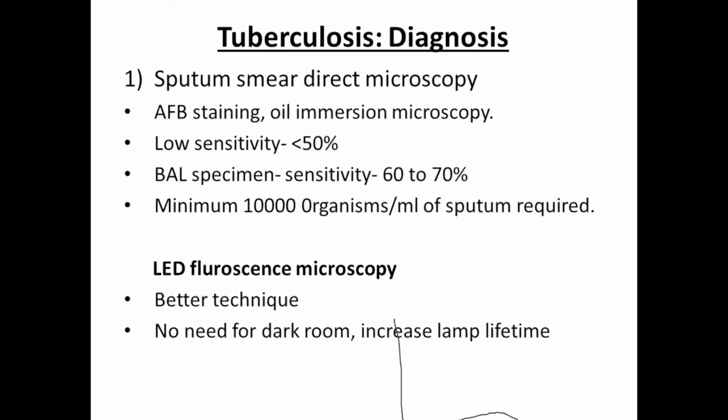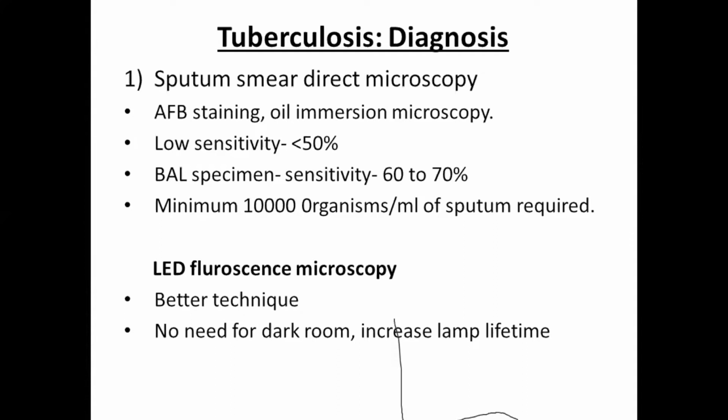Now, how do we diagnose tuberculosis in a resistant patient, and drug susceptibility? First we have to do the sputum smear direct microscopy. For that we use AFB staining with oil immersion microscopy. It has a low sensitivity, less than 50%. To increase the sensitivity, we have to take a BAL specimen with bronchoscopy. It can be increased up to 60 to 70%. And for that, we need a minimum of 10,000 organisms per ml of sputum.